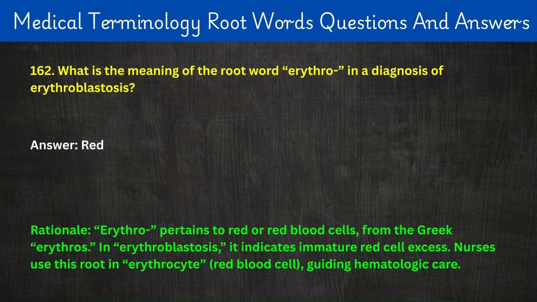162. What is the meaning of the root word erythro- in a diagnosis of erythroblastosis? Answer: red. Rationale: Erythro- pertains to red or red blood cells, from the Greek erythros. In erythroblastosis, it indicates immature red cell excess. Nurses use this root in erythrocyte, red blood cell, guiding hematologic care.